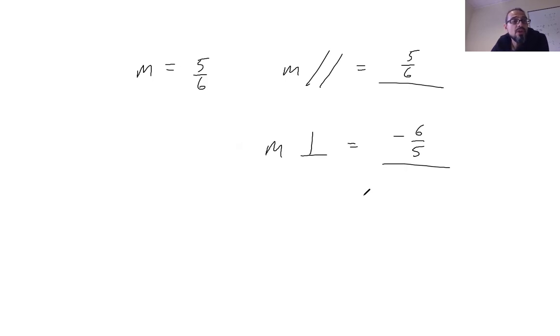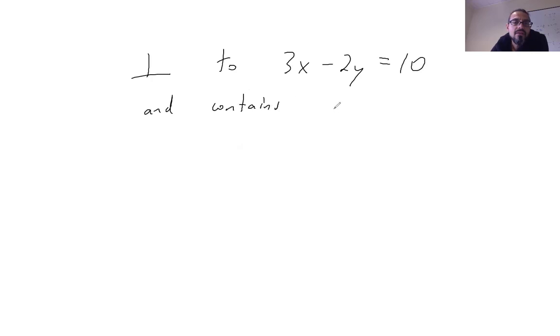I'm going to do another video right away about how you can find the equation of the line given this information. I'll do one example just to illustrate for you, okay? And we'll call it a day, okay? So the question would be, find the equation of the line that is perpendicular to the line 3x minus 2y equals 10 and contains, let's say, (-2, 5).